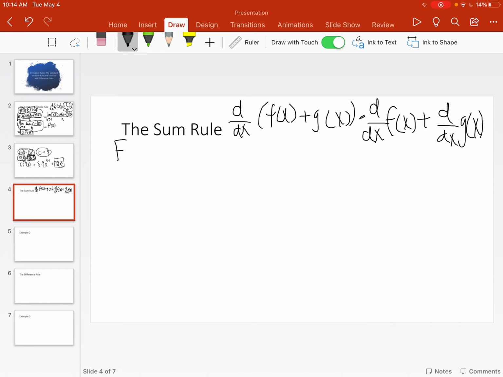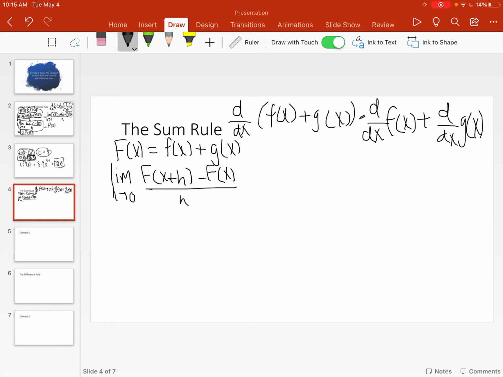Okay, so let's use our limit definition, but before we start, we've got these two functions, and we're going to say big F of x, capital F of x, is small f of x plus small g of x. And we're going to use our limit definition. So we're going to say limit as h approaches 0 of big F of x plus h minus big F of x all over h. We're going to do the same thing we did for the constant multiple.